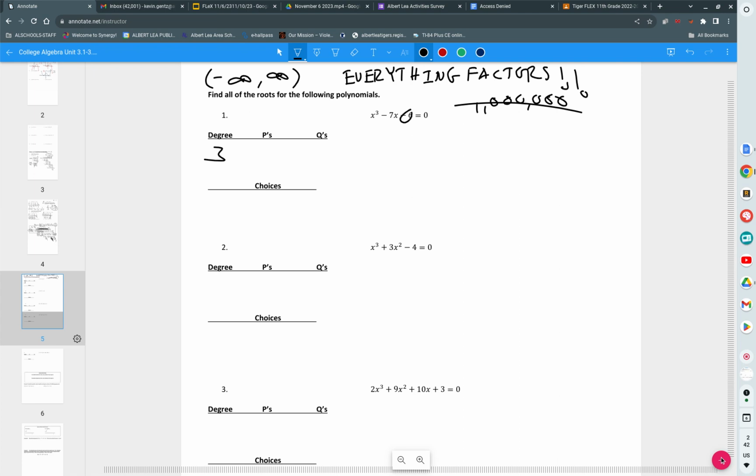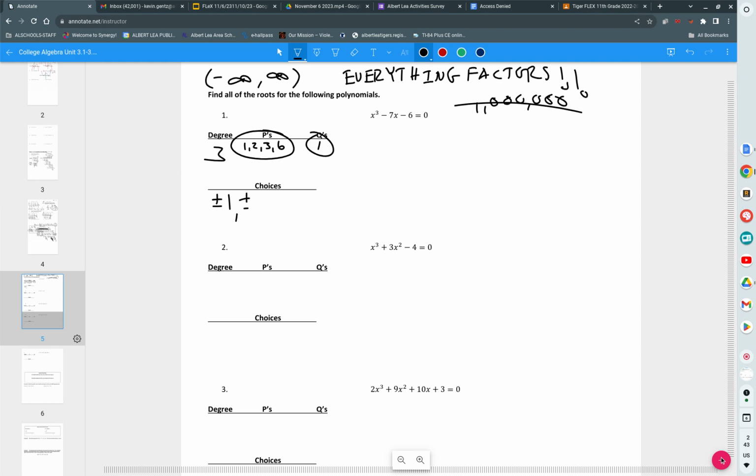We look at our p's. What are factors of 6? 1, 2, 3, and 6. What are factors of 1? 1. Turns out, Ben, that when you want to think about the numbers to plug in to make 0, you should only think about these numbers. Your p's divided by your q's. 1 divided by 1 is 1.